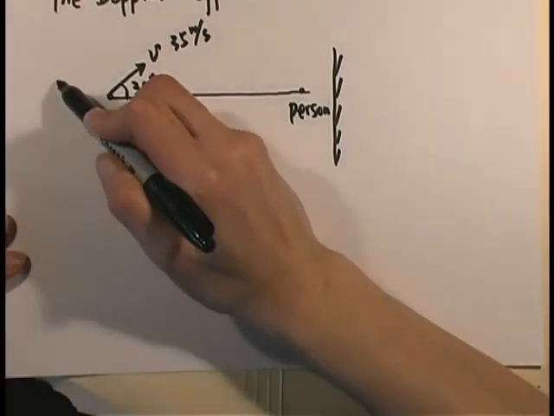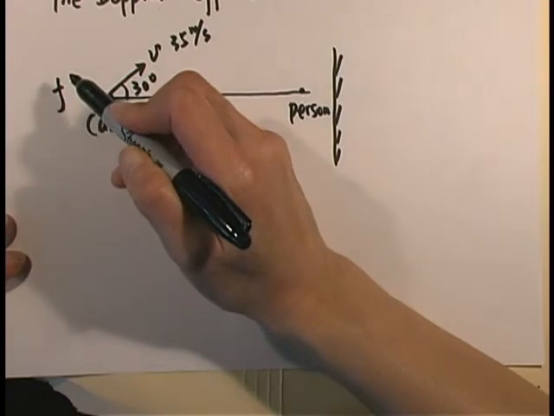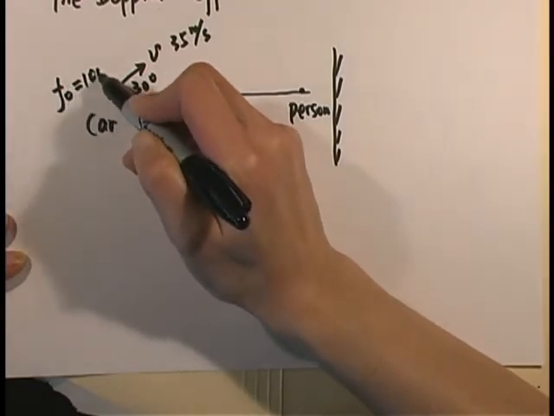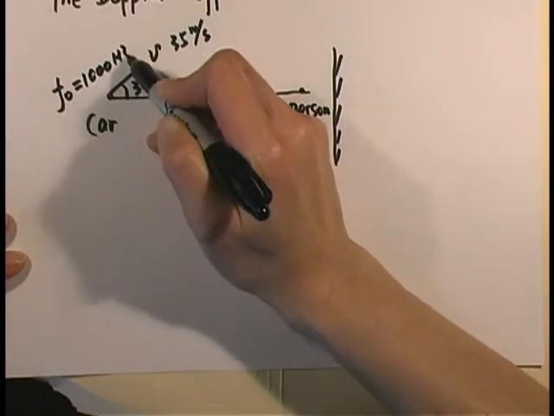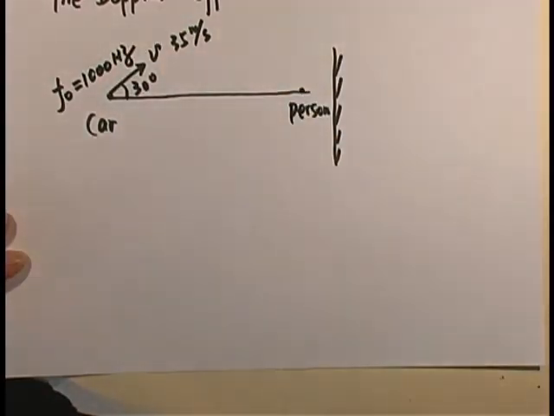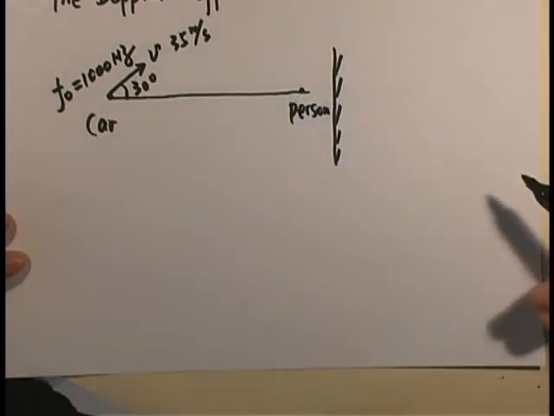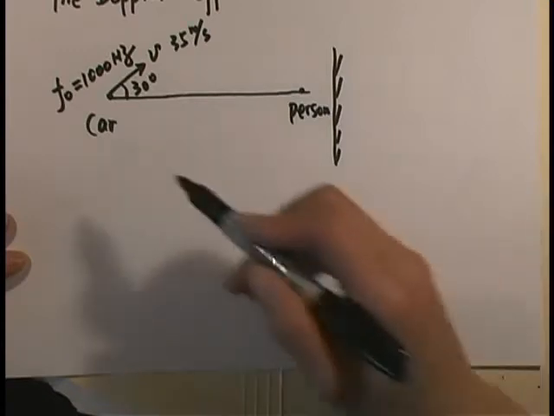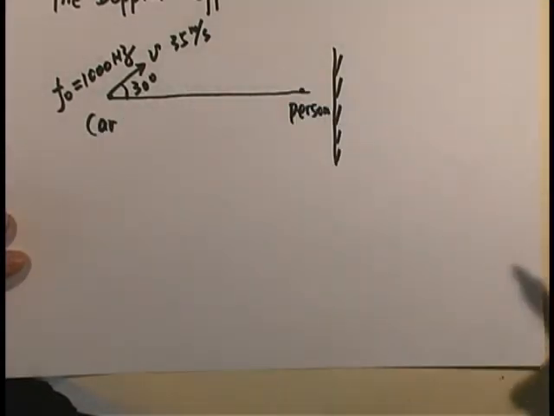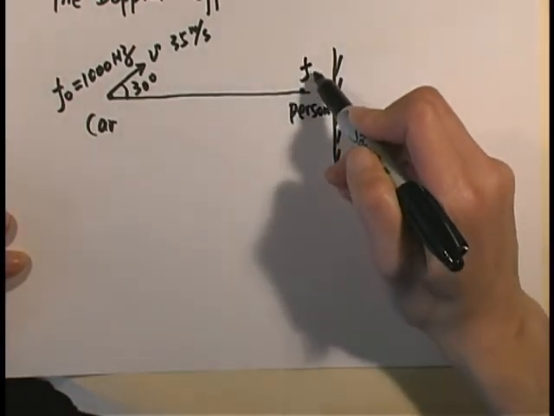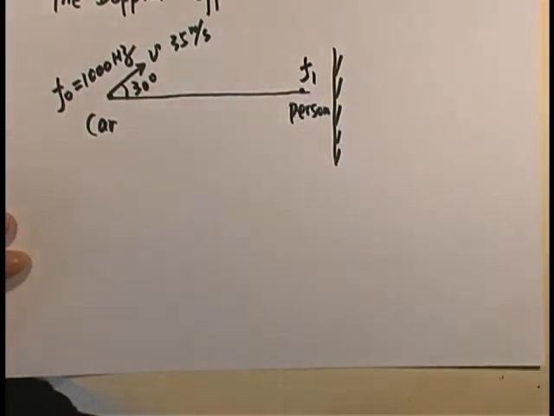If the car sends out a signal of frequency f0, let's make it 1000 hertz for simplicity. First of all, what will be the frequency received by this person? Second question is, what is the frequency of the echo heard by the driver inside the car? So assume that the frequency heard by this person is f1.